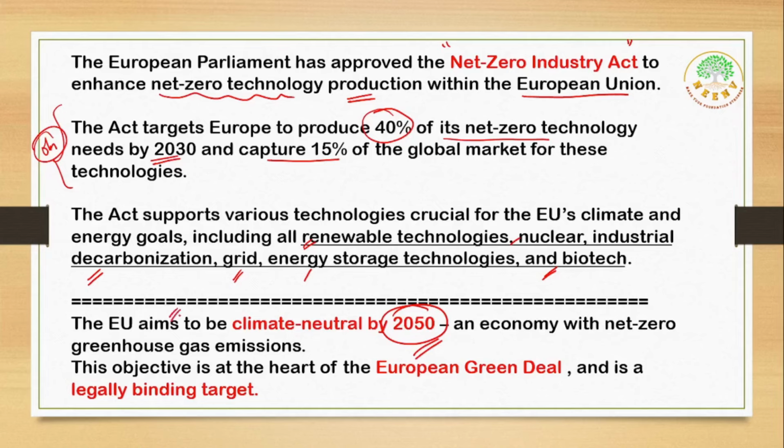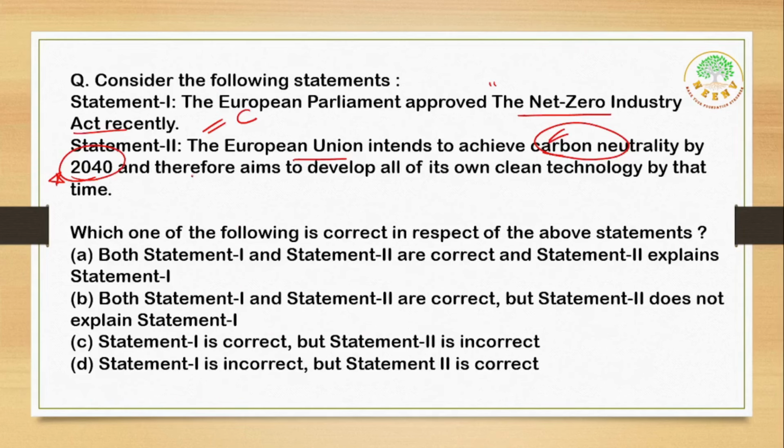The EU wants to achieve the net climate neutral by 2050 and have the net zero emissions. And this objective is stated in the European Green Deal, and it is also a legally binding target undertaken by the EU. So the statement 2 has a wrong fact, so this is wrong. So the correct option is only option 1, which is only statement 1 is correct, but statement 2 is incorrect. So option C.